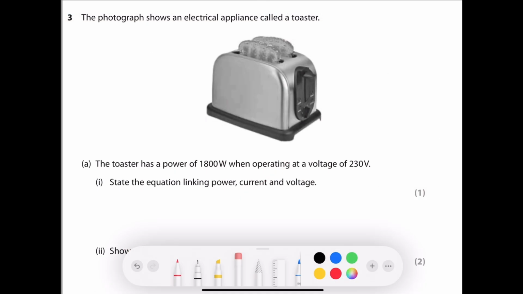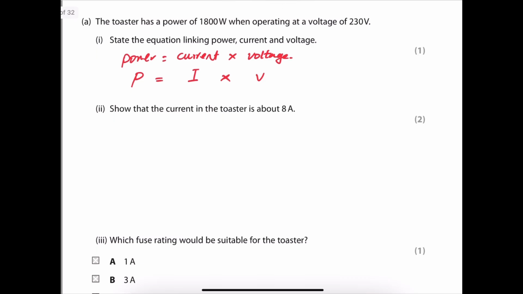Question 3, the photograph shows an electrical appliance called a toaster. In part A, the toaster has a power of 1800 watt when operating at a voltage of 230 volt. State the equation linking power, current, and voltage. The correct answer is power equals electric current times voltage. Okay, this one I get 1 mark. Shall I write symbols? Yes. Power equals current, which is I, times voltage, which is V. So this is for section AI.